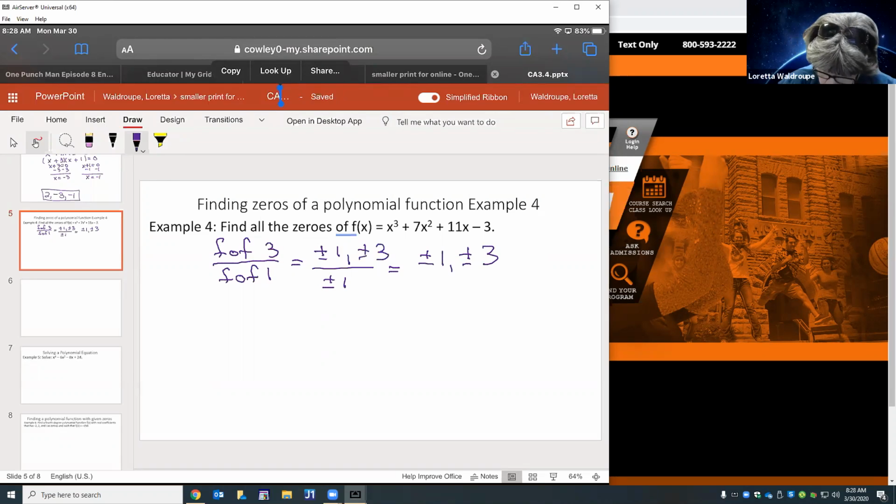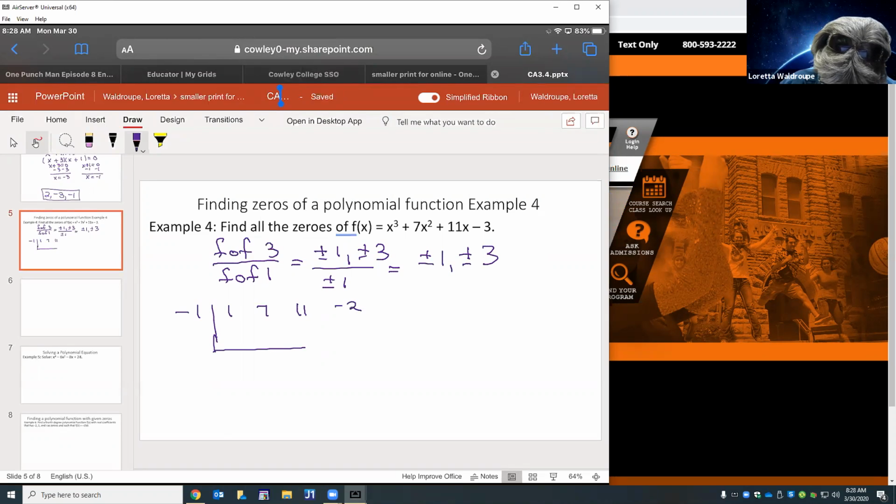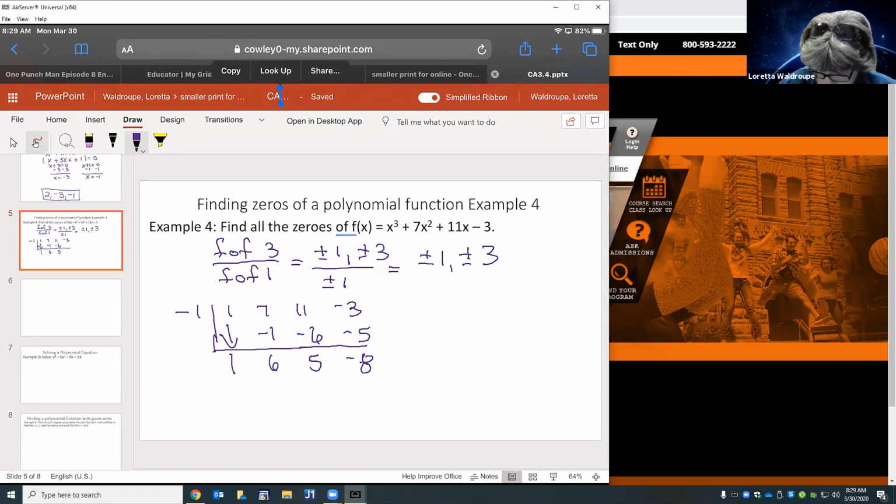Okay, what do we want to try? I'm going to try -1, with 1, 7, 11, and -3. Remember, if you're missing a power of x, you have to put a 0 in there, which I'm not missing in this one. Bring the first number down, multiply, add, multiply, add, multiply, add. I didn't get 0, did I? Let's try a -3.